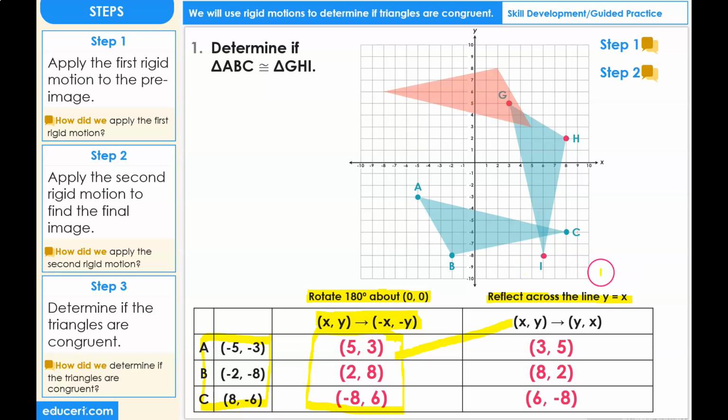We applied the second rigid motion in the same way that we did the first. We took the three ordered pairs of the previous triangle, applied them to our specific reflection function for a reflection across the line y equals x, and we got our new three image points to construct our new triangle.